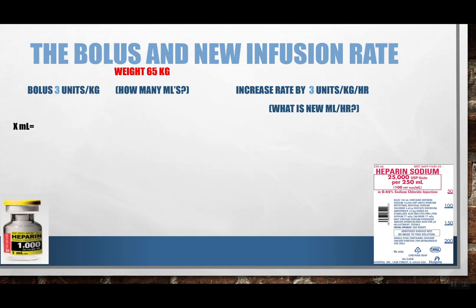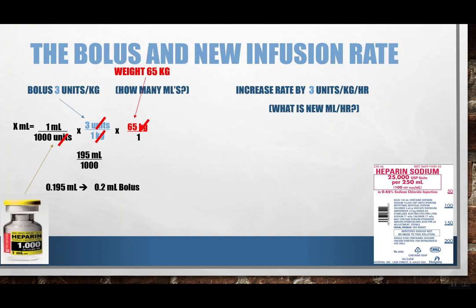How many mils do I give for a bolus, which I've set up for you? Again, mils on the left, so I start with mils on top, and I have 1,000 units you can see on the bottom with that yellow bottle. I need to pull the 3 units per kilogram so that way I can actually cancel out those units. But now I have mils on top and kilograms on the bottom. How do I cancel that out? Well, I bring in that patient's weight, which allows me to cancel out the kilograms on top and bottom. All I have left is mils. It's 195 mils over 1,000, which is 0.195 mils, which goes to a bolus of 0.2 mils. Happy little red cloud there for it.